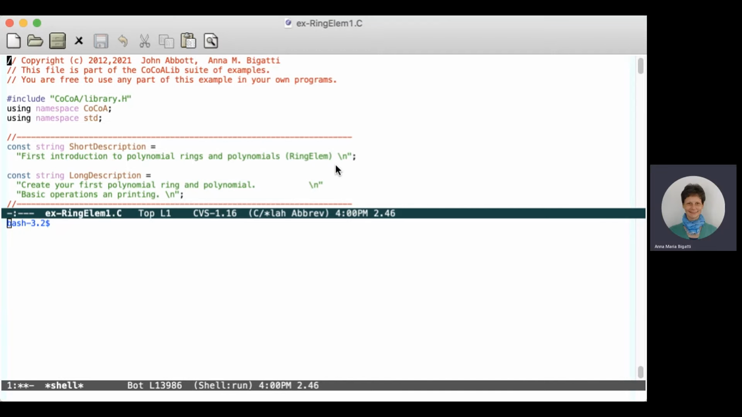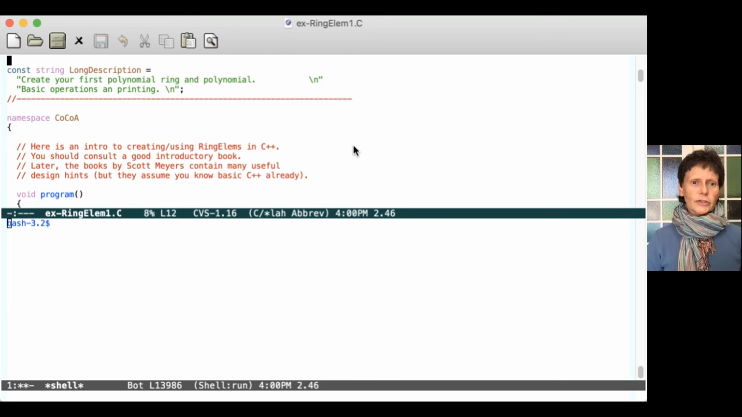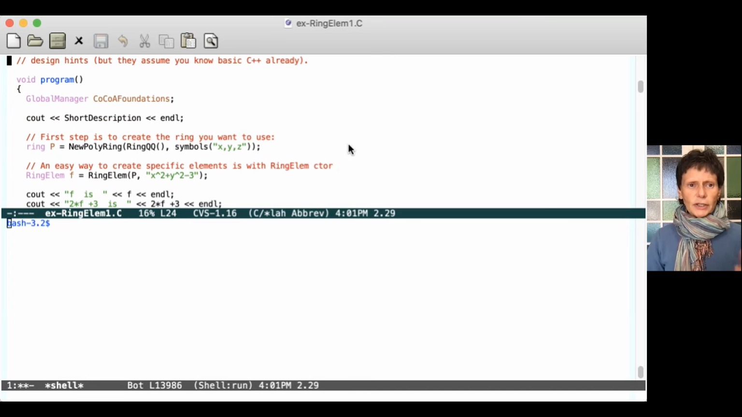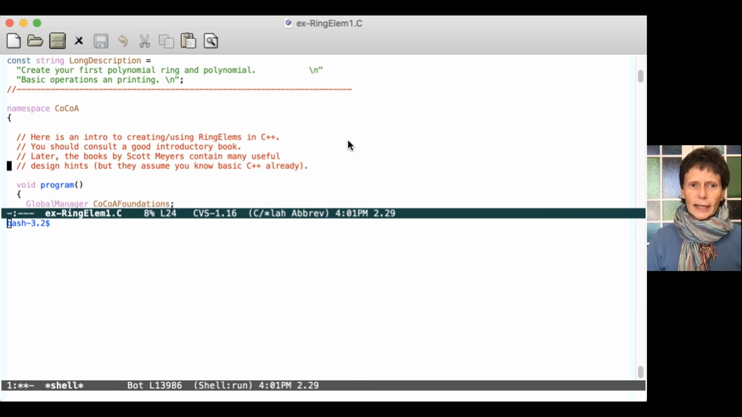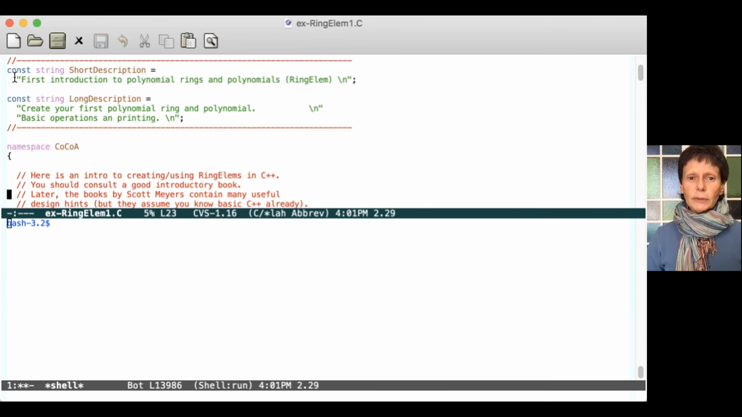And now the examples at last. So here I chose a few examples for you because I think they're particularly interesting after what you have already seen in the previous lectures. So this has the usual structure, like example. This is the example about ring LM1, which is a first introduction to the polynomials.